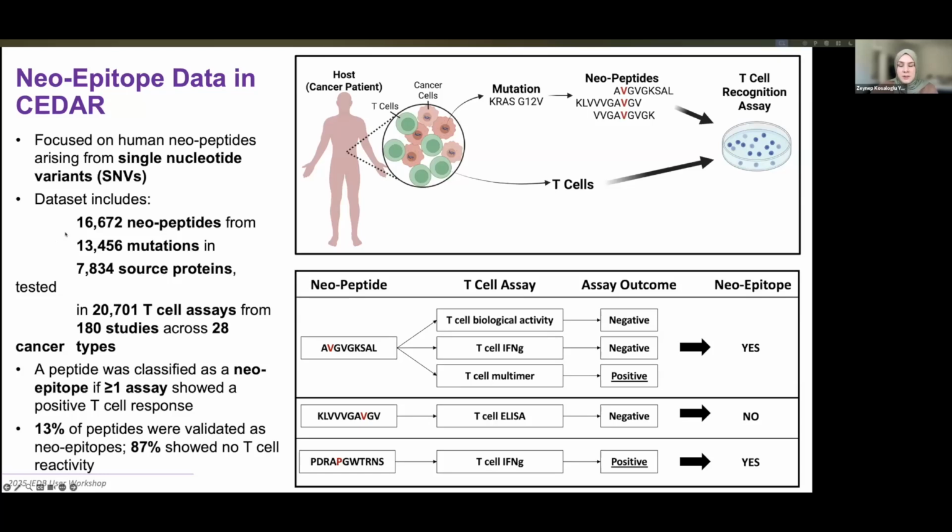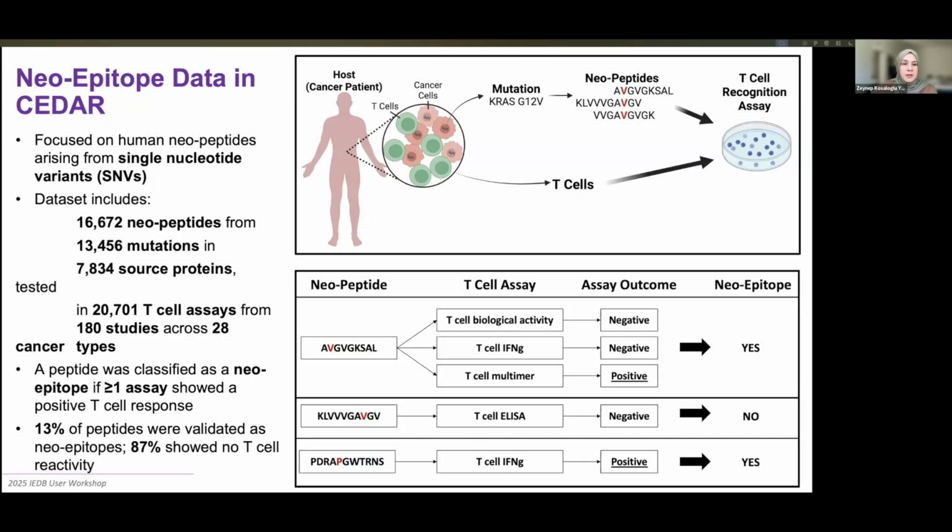One important point is that a single peptide can appear in multiple studies. So for example, we have this peptide. It has been tested in 3 different T-cell assays. 2 have been negative and 1 has been positive. To standardize our analysis, we considered a peptide to be a validated neoepitope if at least 1 assay showed T-cell recognition. For example, if we only had 1 T-cell assay that was positive, that was enough to say this is positive. And if we only had 1 negative assay, this was considered also negative.